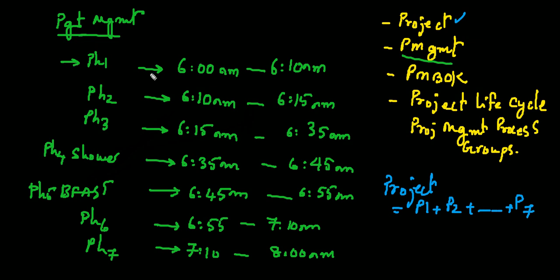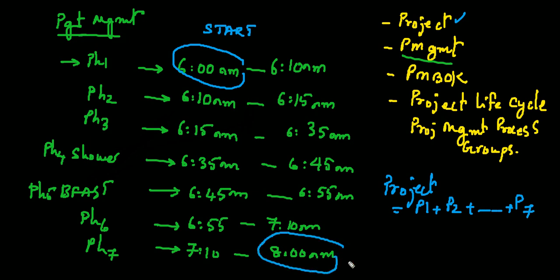Let's suppose this is my project, and this is the start of the project. My project starts at 6 a.m. and it gets over at 8 a.m. Finish. Okay, this much is clear. What did I tell just a couple of minutes back? A project is something which is temporary, which has a beginning and end. Fine. Project starts, project ends. So this one condition is over.